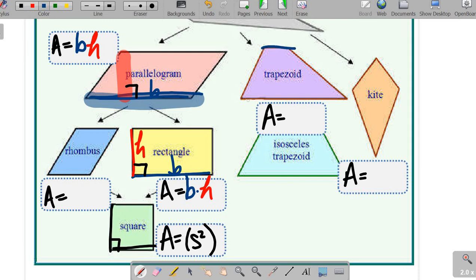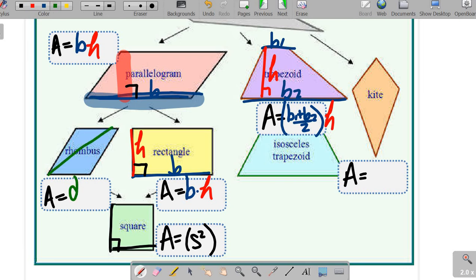Trapezoid, base 1, base 2, height. So it's the average of the bases, base 1 plus base 2 over 2, times the height. That's a trapezoid. And the rhombus and a kite, one diagonal times the other diagonal, diagonal 1 times diagonal 2.